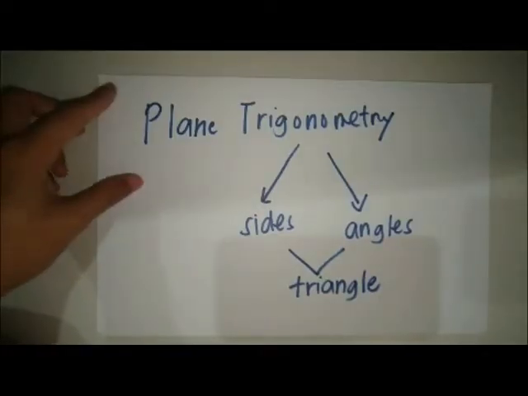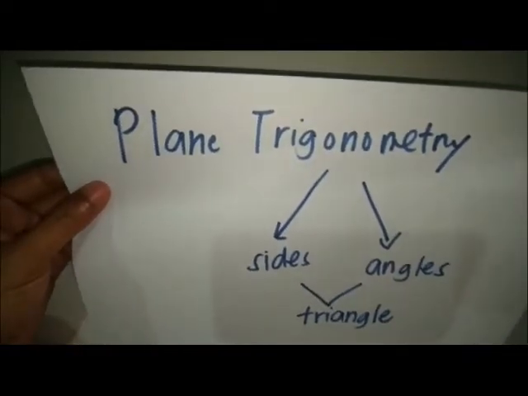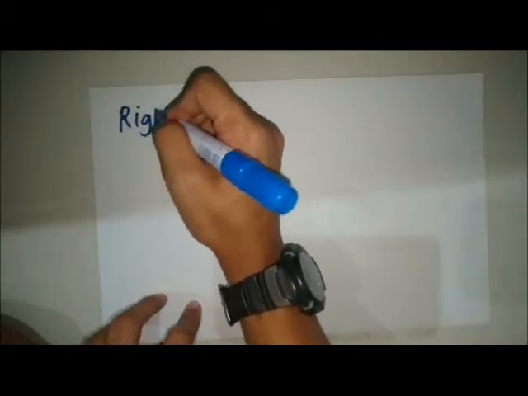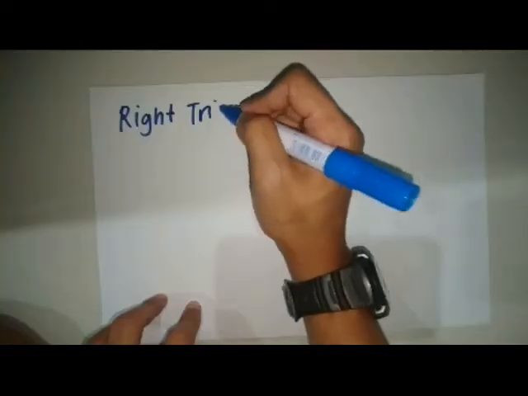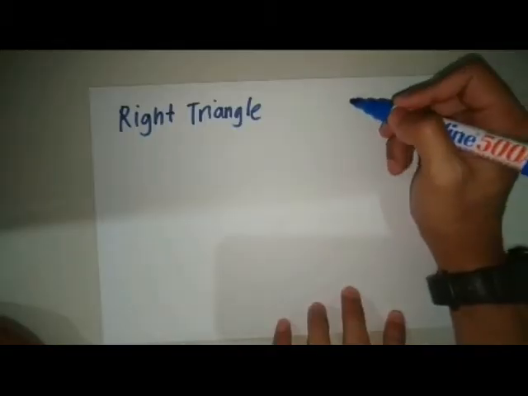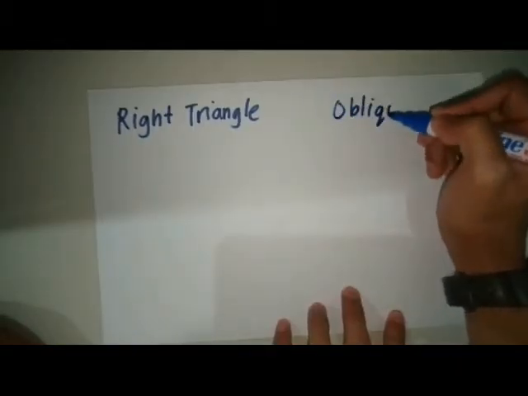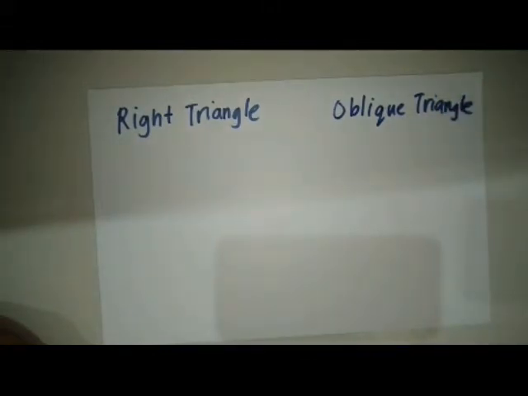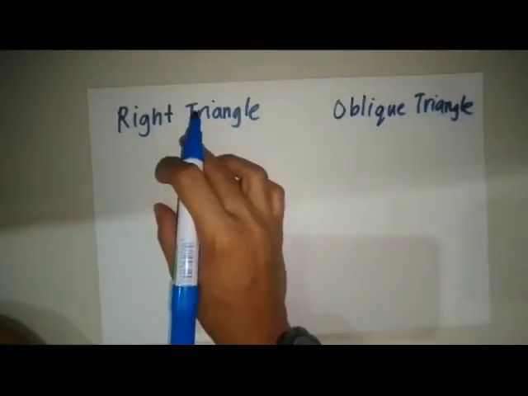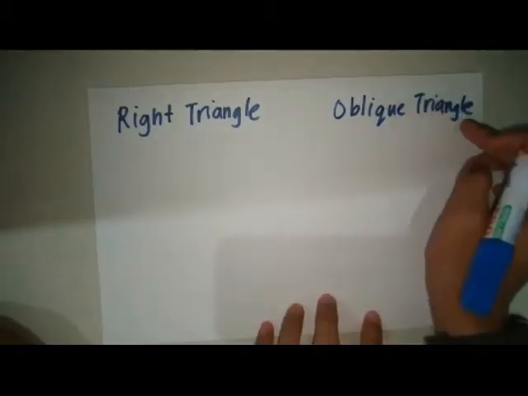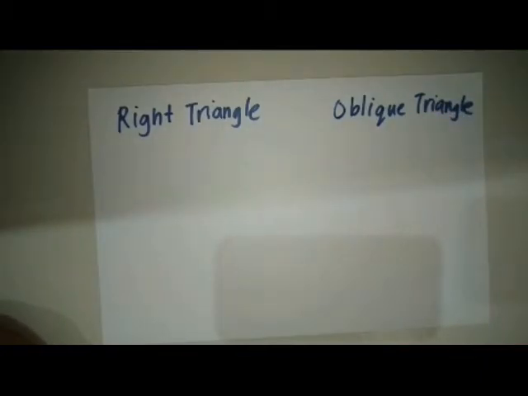So meron tayong dalawang types of triangle. Yung first type, yun ang tinatawag nating right triangle. And the second, ang tinatawag nating oblique triangle. So, ang pagkakaiba lang sa kanilang dalawa is that itong right triangle, meron siyang isang angle na 90 degrees. And ang oblique triangle is wala siyang angle na 90 degrees.